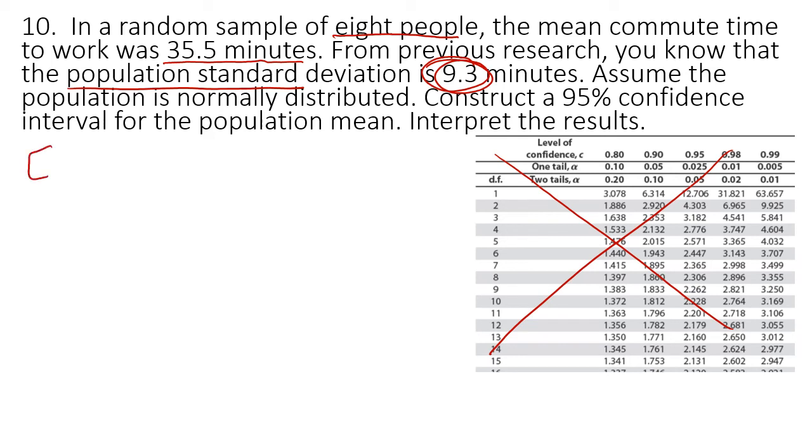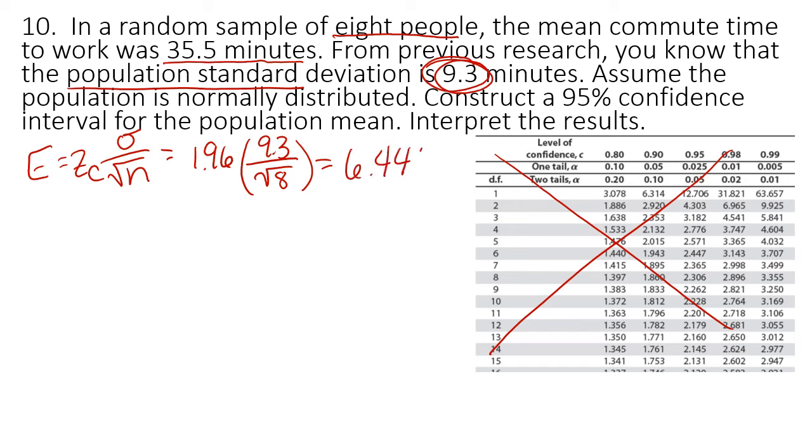So we're back to our old version where we use ZC times sigma over the square root of n. And your ZC is 1.96, so that's using the table that we used earlier. And our standard deviation is now 9.3, and we're dividing by the square root of 8. So when you work out that calculation, you get 6.4446, right? And again, we'll round to 2 decimal places as 6.4.